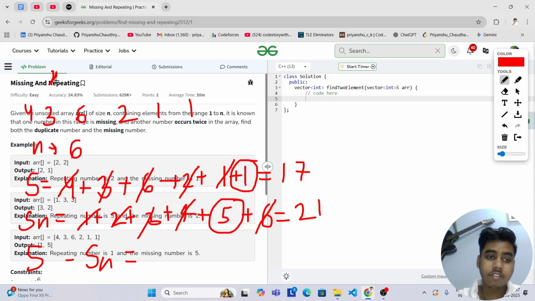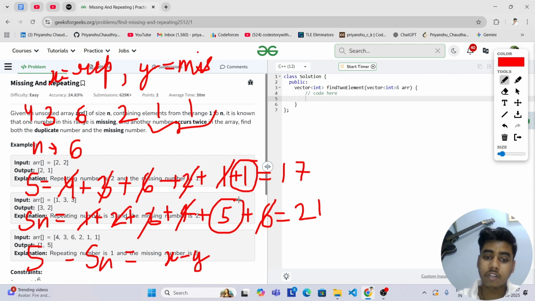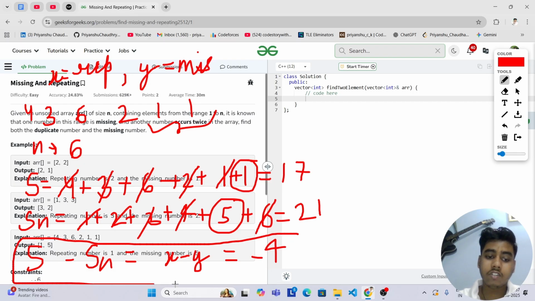Let's say x is our repeating number and y is our missing number, and we have to find x and y. So we can see that 1 was our repeating element and 5 was missing. So can we say that in our LHS it will come x minus y, and in our RHS it will come 17 minus 21, that is minus 4. So we have got our first equation from above.